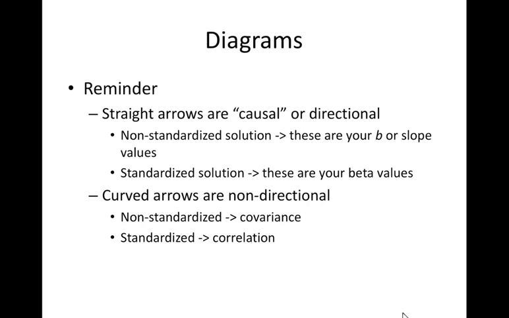A curved or double-headed arrow, so non-directional, in the non-standardized solution is covariance. And I said last time we talked about this that those are hard to interpret because they're in the scale of the data. A standardized solution has it be correlation. So people tend to prefer standardized solutions because those variables are standardized.